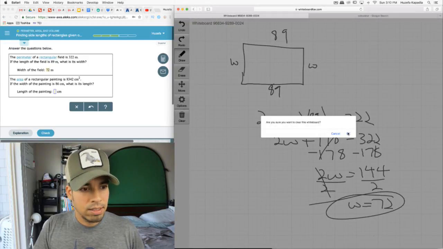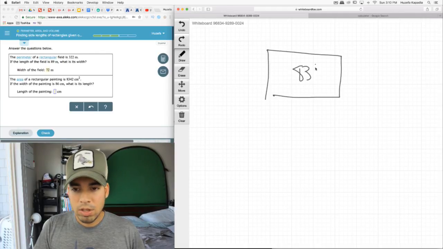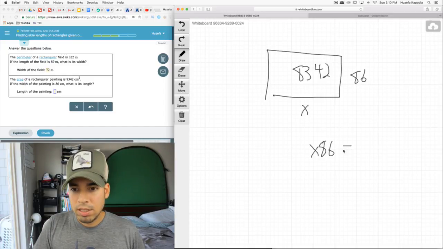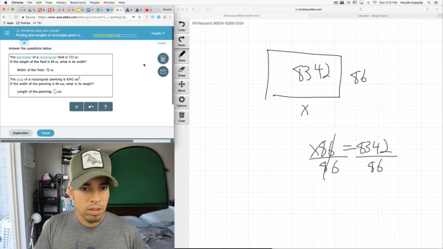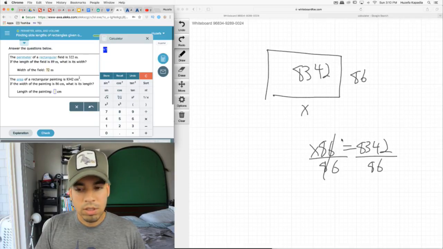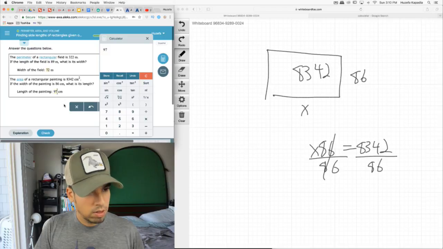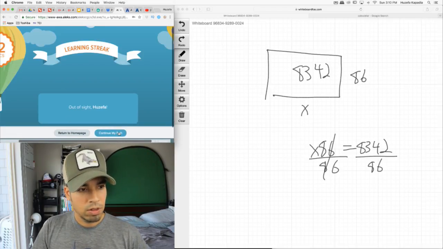And last but not least, the area here is 8342. Width is 86, length is x. So again, x times 86 equals 8342. Divide both sides by 86. 8342 divided by 86 equals 97. All right, let's keep going.